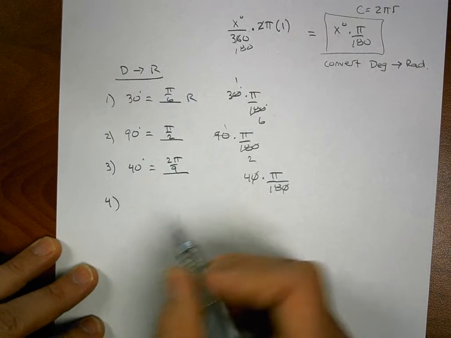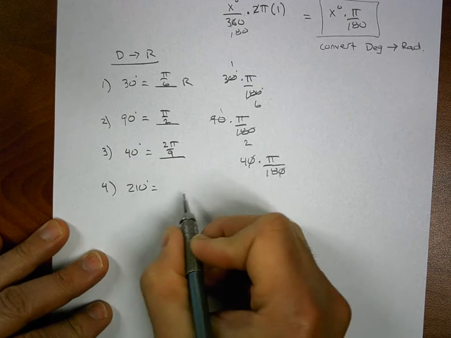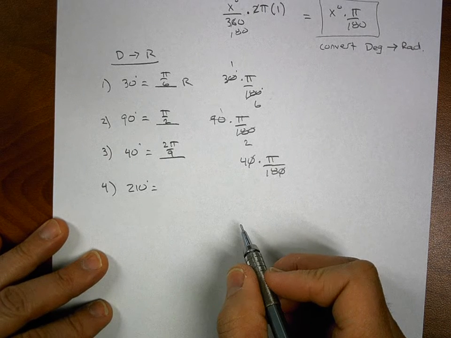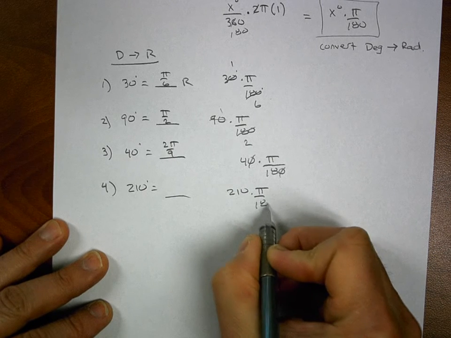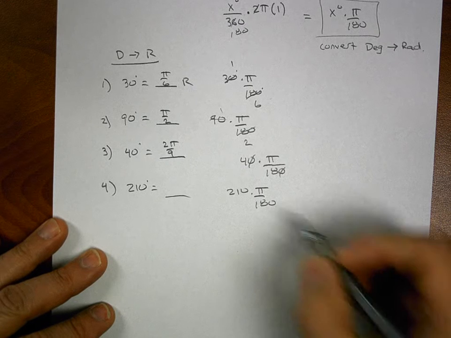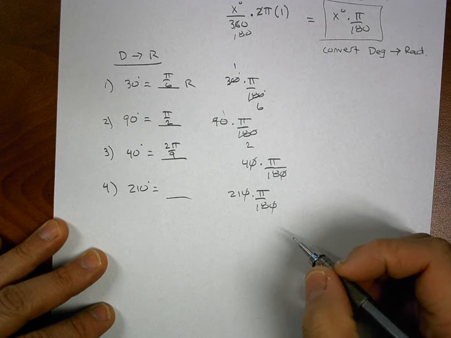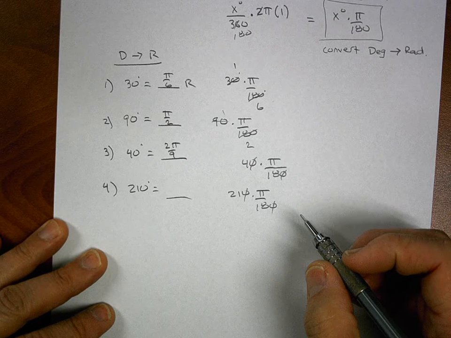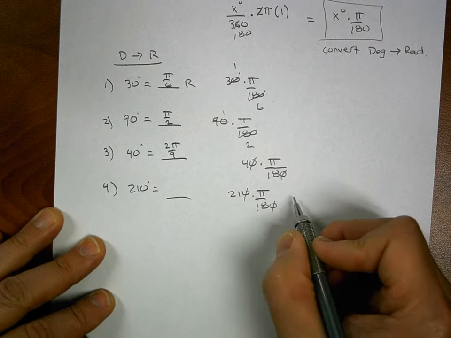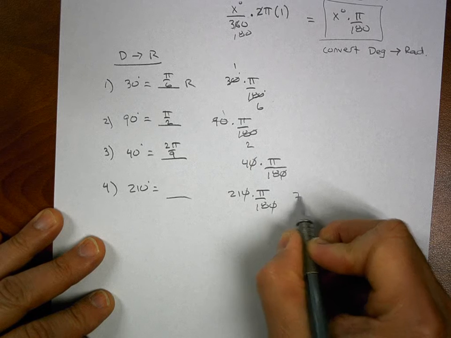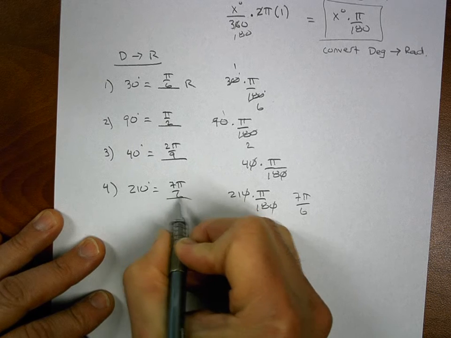We'll go from radians to degrees. So let's try 210 degrees. Okay, so 210 times pi over 180. Let's reduce out a 0, right? Divide by 10. So we have 21/18. What goes into 21 and 18? 3. So that goes in there. 7 pi goes in there 6 times. So 7 pi over 6.